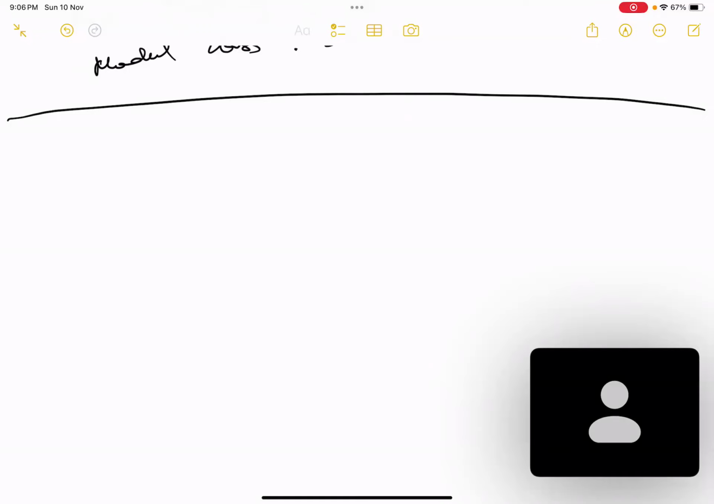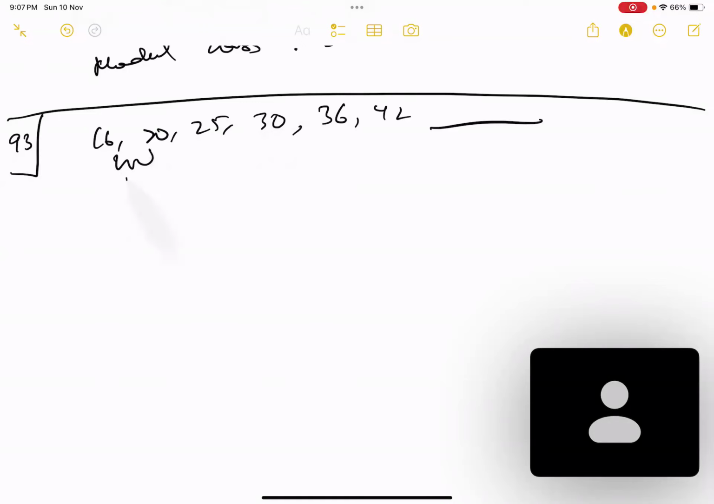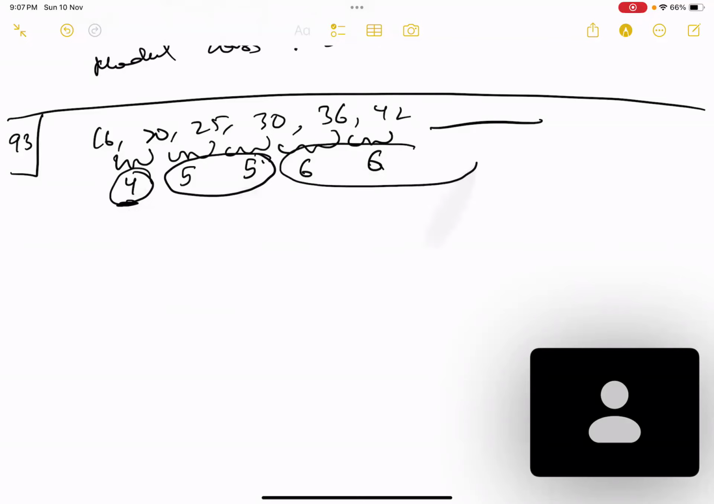Next question, number 93. It's given a series as 16, 20, 25, 30, 36, 42, and we have to find the next term. If we see this series, the differences between these numbers are 4, 5, 5, 6, 6, right? So this is 1, now we have 2, and next will be 3. So it will be 42 plus 6, that's 48.